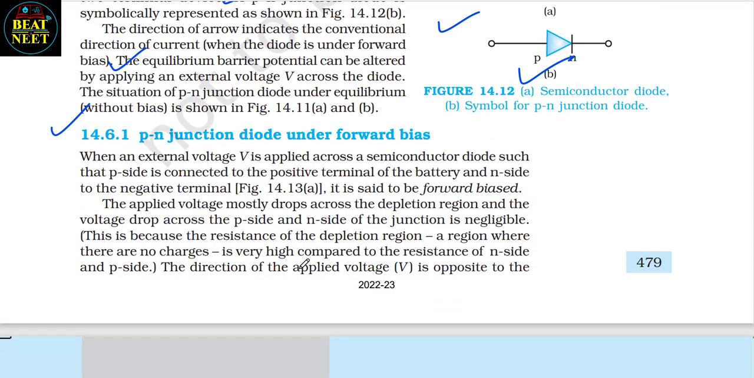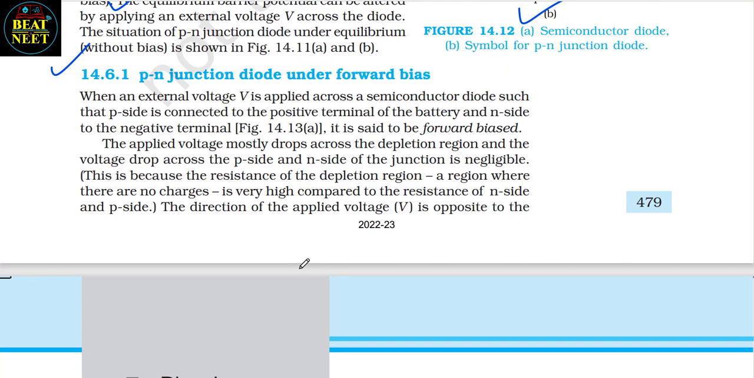14.6.1 PN junction diode under forward bias. When an external voltage V is applied across a semiconductor diode such that the P side is connected to the positive terminal of the battery and the N side to the negative terminal, figure 14.13a, it is said to be forward biased. The applied voltage mostly drops across the depletion region and the voltage drop across the P side and N side of the junction is negligible. This is because the resistance of the depletion region, a region where there are no charges, is very high compared to the resistance of the N side and P side.